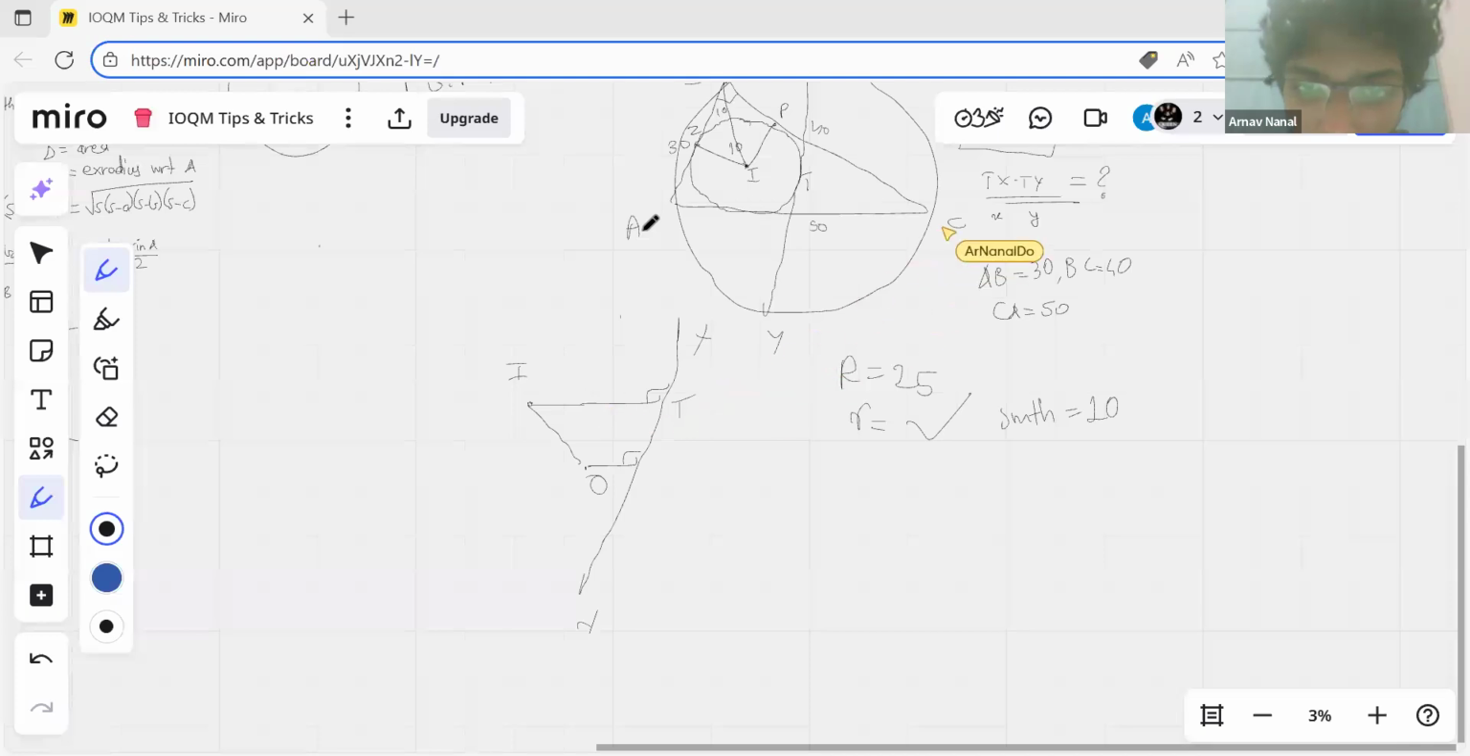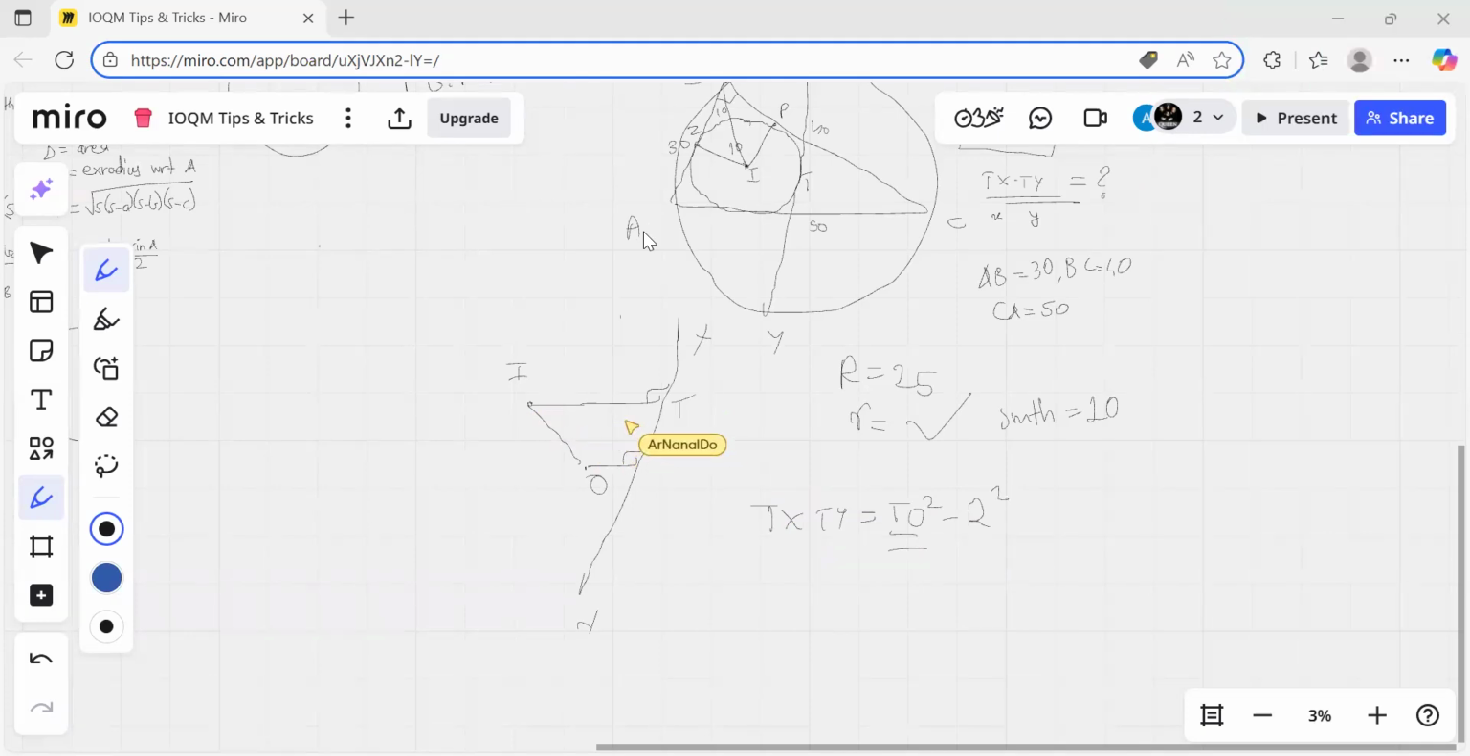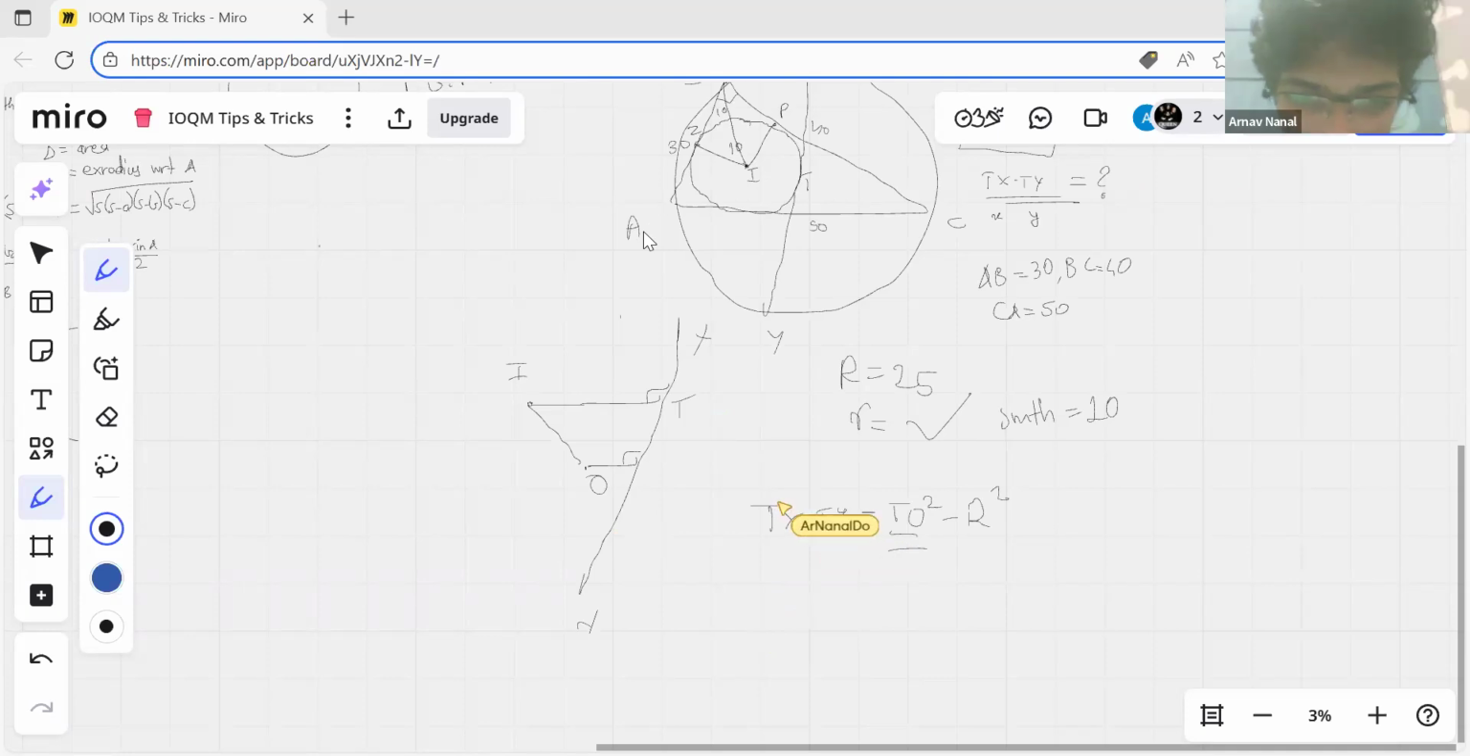Since you know that TX times TY is equal to basically R square minus TO square, if you calculate TO, you are done. So in this figure, R square minus TO square. Okay, TX times TY is negative, so let's take the mod of this. Sure. Now, I forgot to mention this earlier.